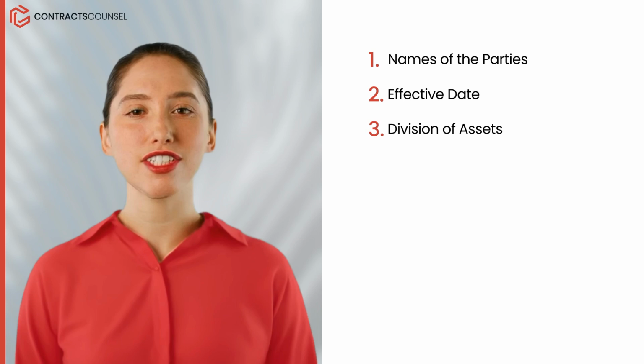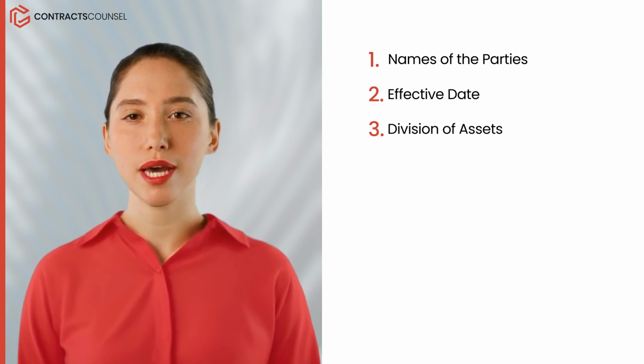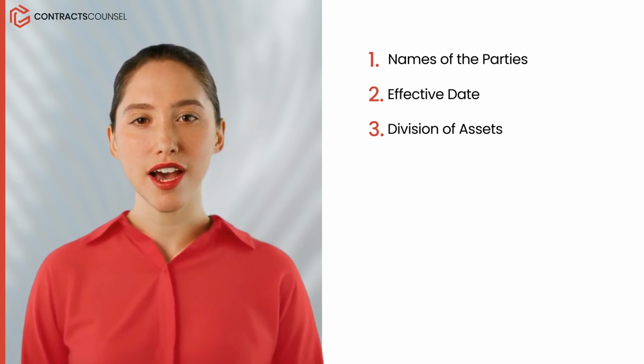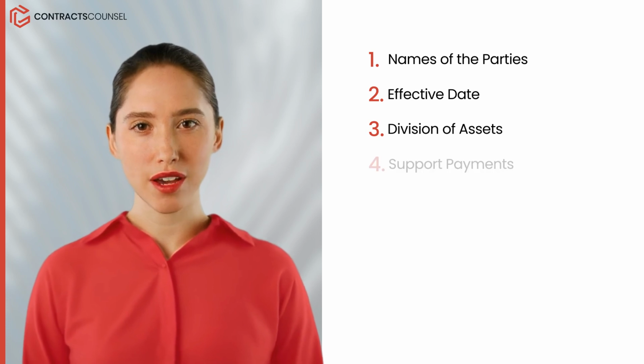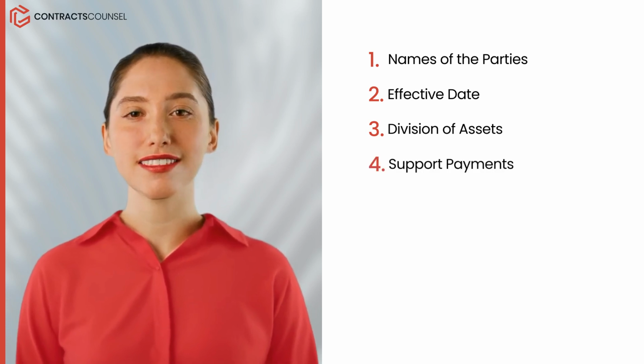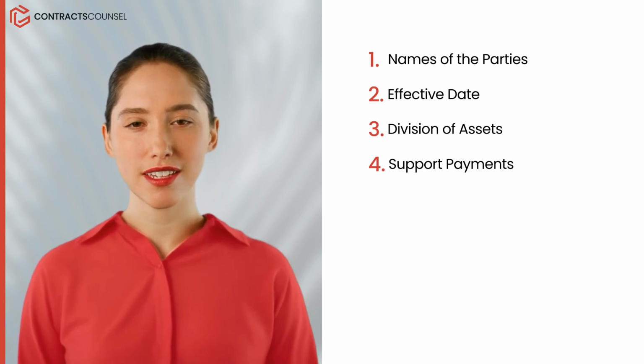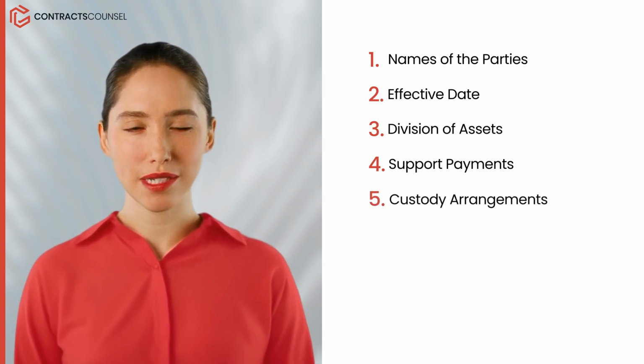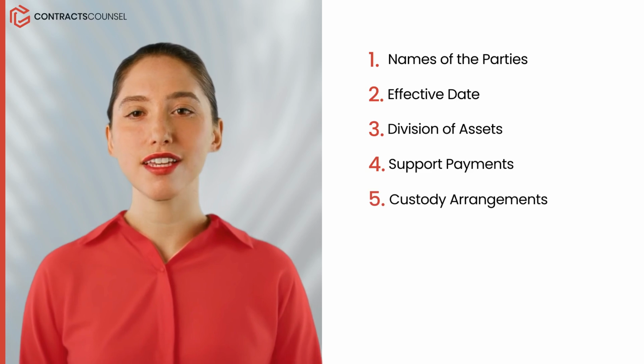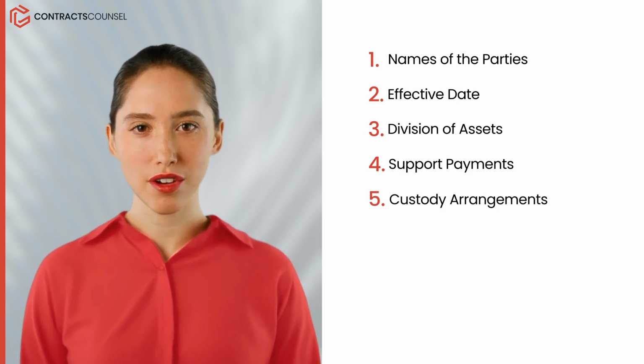3. Division of assets. This describes how assets and liabilities will be divided between the parties. 4. Support payments. This outlines any support payments such as alimony or child support. 5. Custody arrangements. This details custody and visitation arrangements if children are involved.